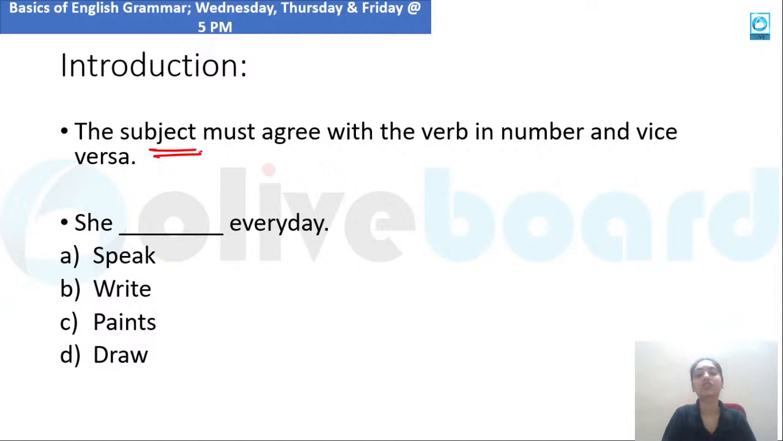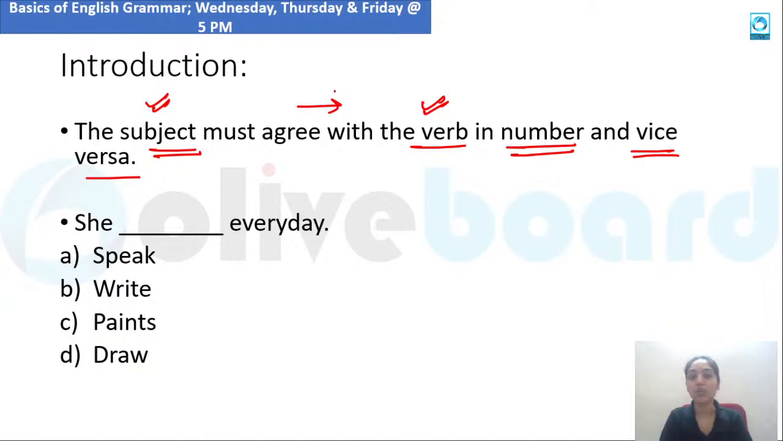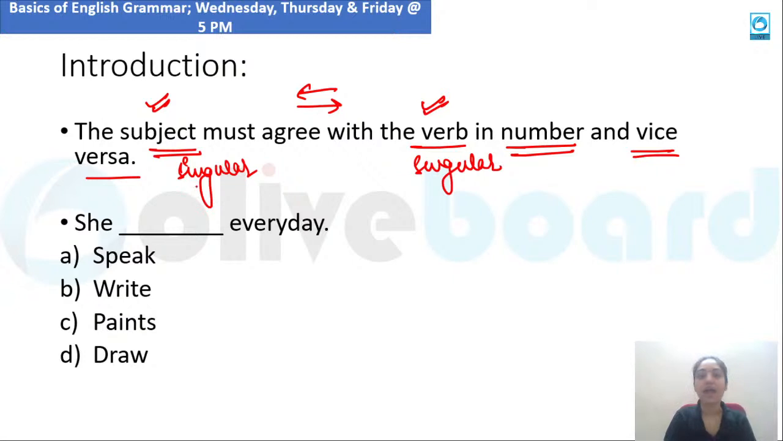This is what the introduction also tells you, that the subject must agree with the verb in number, and vice versa is also true. That is, the verb must also agree with the subject. The subject must agree with the verb and the verb must agree with the subject. Both ways it is true. So if your subject is singular, your verb must also be singular, and if your subject is plural, then your verb must also be plural. So this is the basic understanding of this topic, that is subject verb agreement.